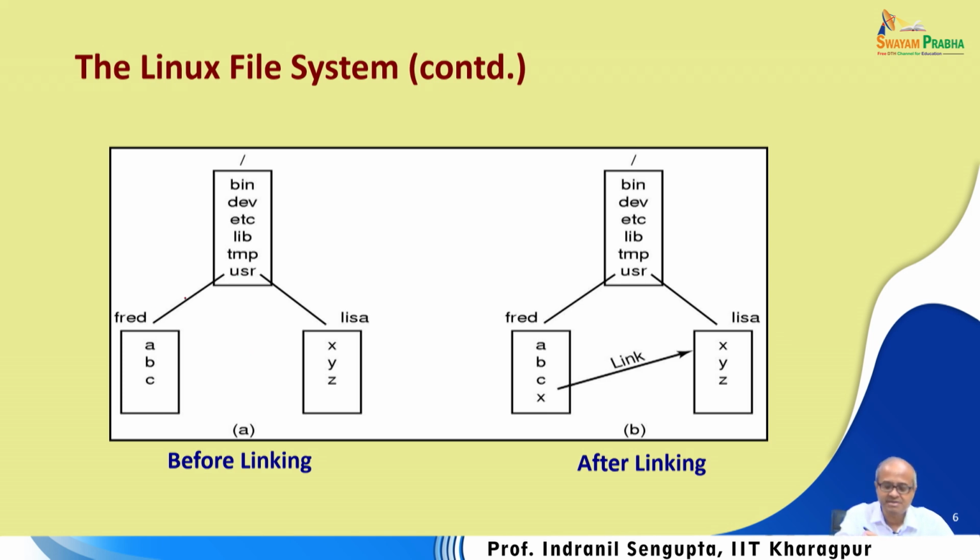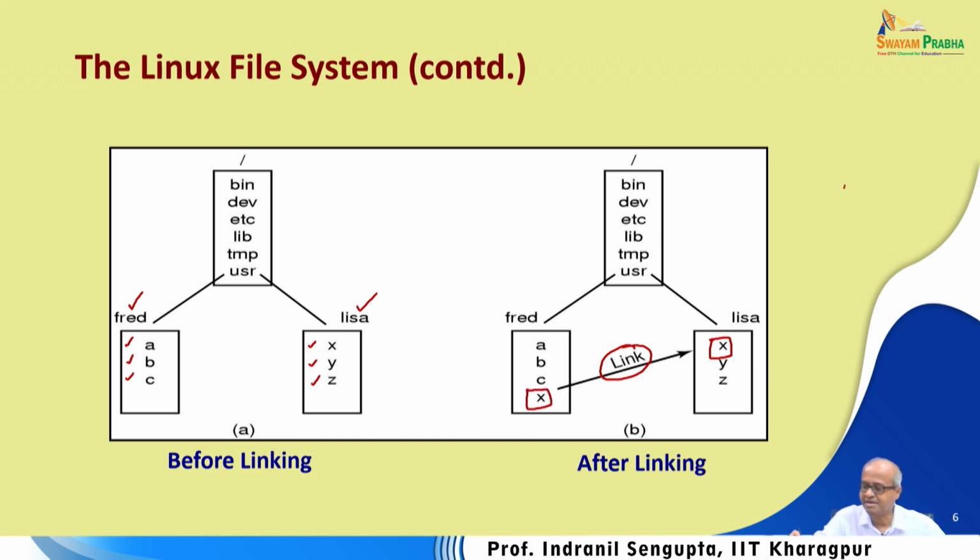Suppose under the user directory there is one user called Fred and another user called Lisa. Under Fred there are 3 files A, B, C, and under Lisa there are 3 files X, Y, Z. Now, what I can do is create a link under Fred. Here I am not changing the name, I am linking to the file X. So, X will also appear here.